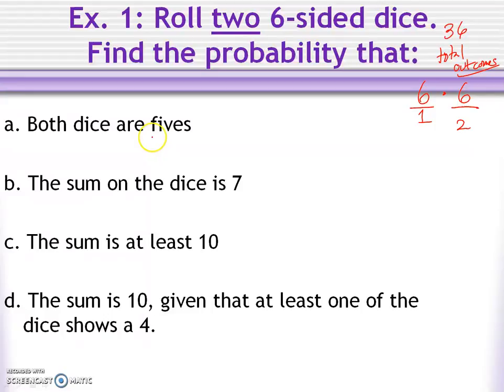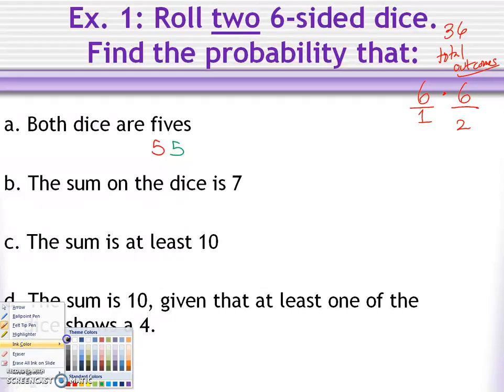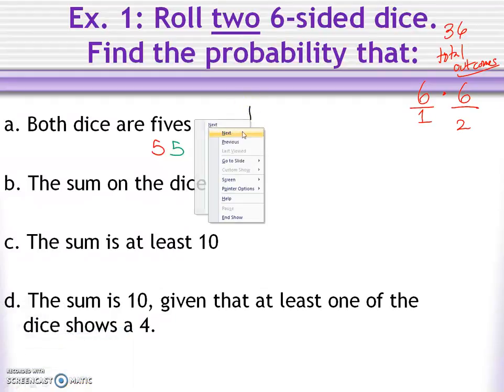Well, there's only one of those combinations. It has to be a 5, and we'll do our red and green combination. A 5 and a 5. There is one outcome. There's one way for that to happen. So the probability is 1 out of 36.